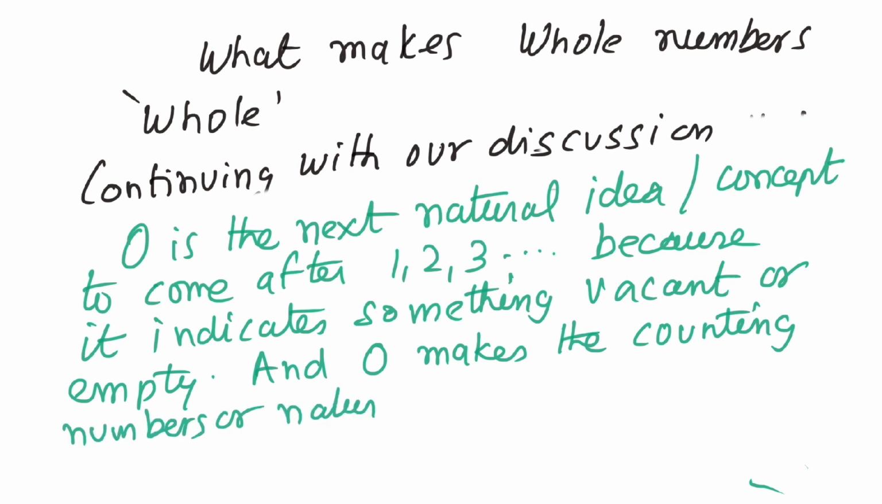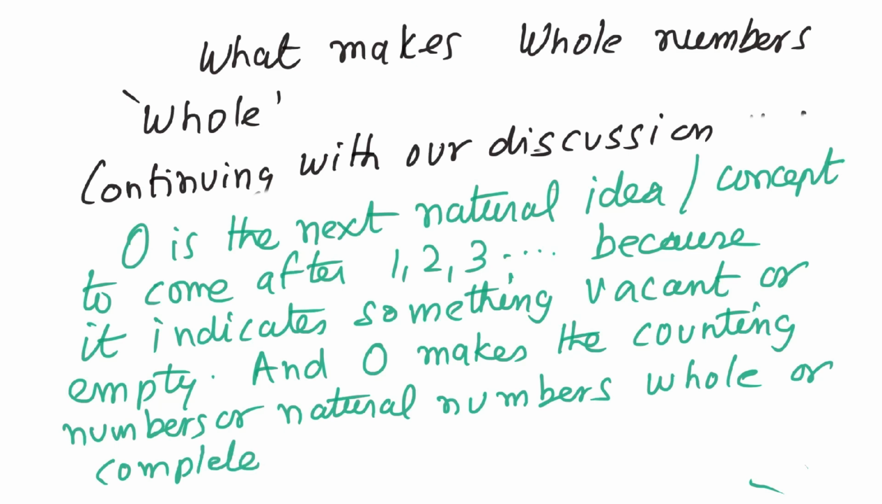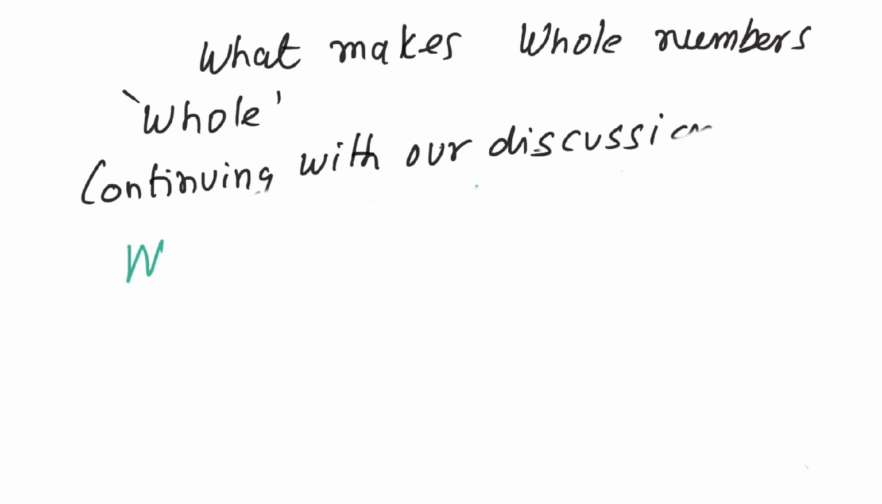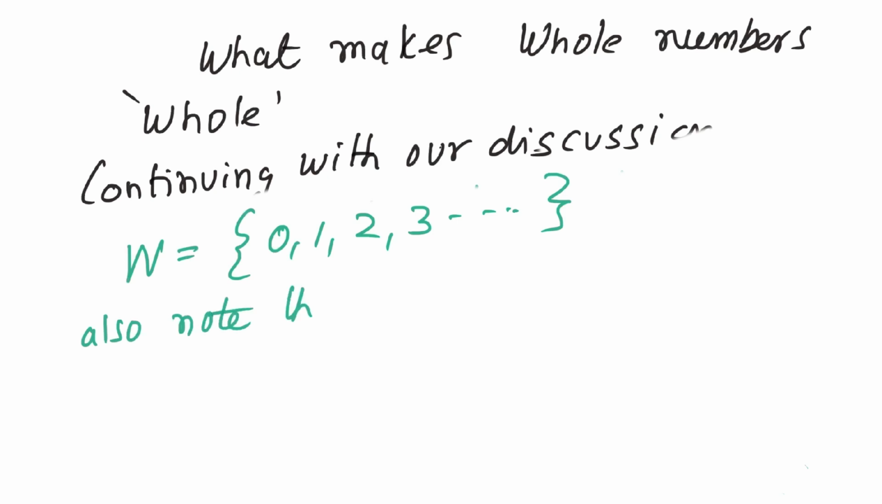So that naturally leads to a very important development: when we add a concept which denotes emptiness to the set of natural numbers, the natural numbers become complete. So when we add 0 to the set of natural numbers, that is 0, 1, 2, 3, all the way up to infinity, the set becomes complete, and it gets a new name, the set of whole numbers, denoted by capital W.